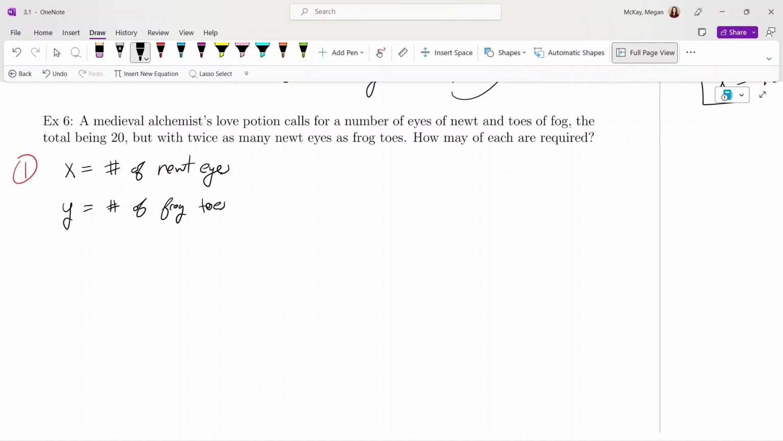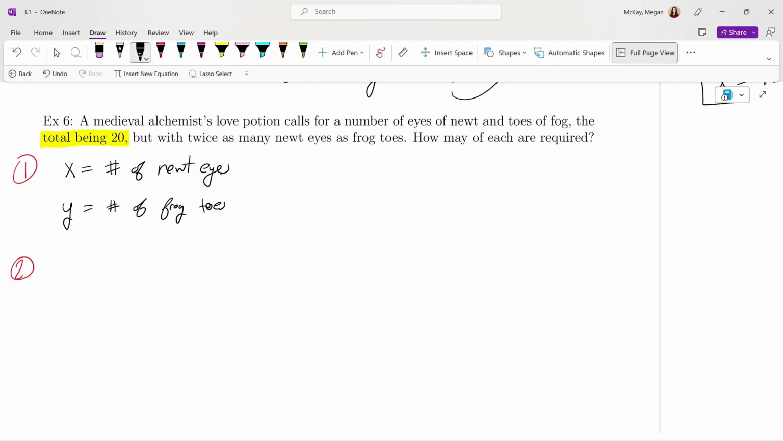Now, step 2, setting up our equations, might look a little different this time. So step 2, we need to set up our equations. Let's read through this again. A medieval alchemist's love potion calls for a number of newt eyes and a number of frog toes, the total being 20.